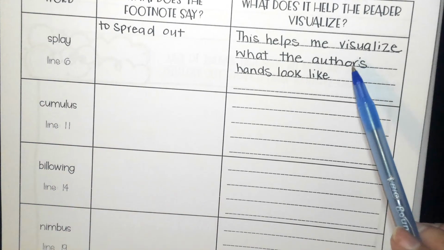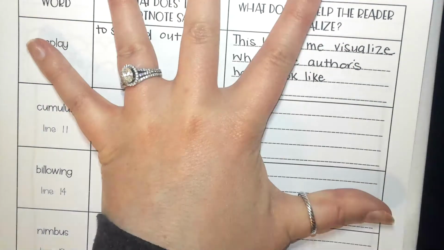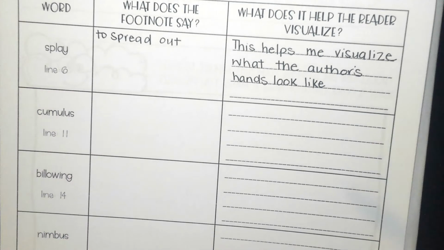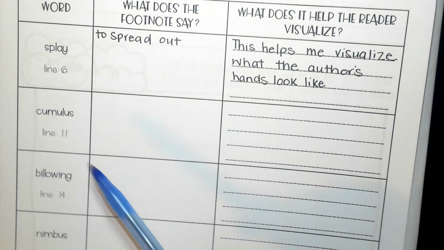And then I wrote that it helps me visualize what the author's hands look like. I just showed you what splaying your hands out looks like, spread out. And so you can visualize that now. Okay, the next one here is cumulus.